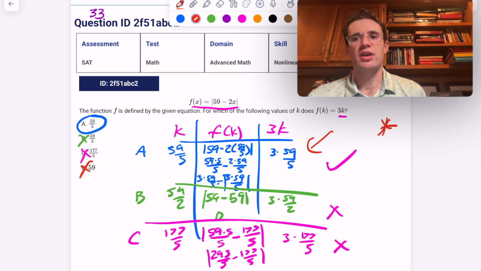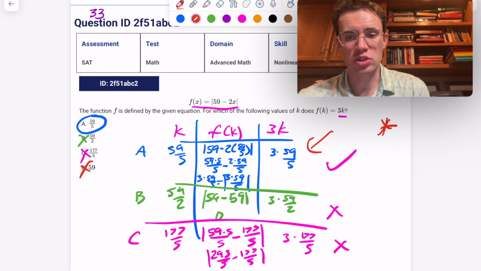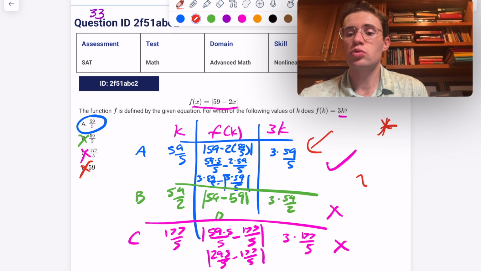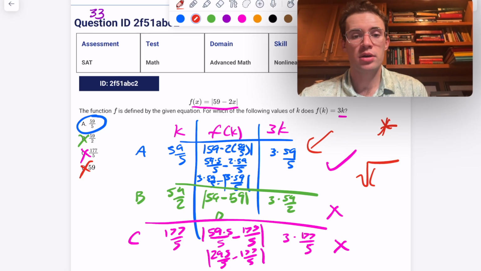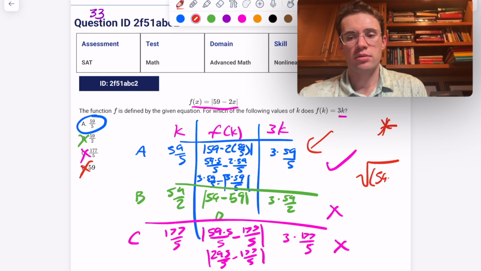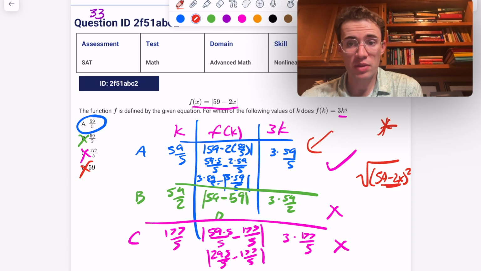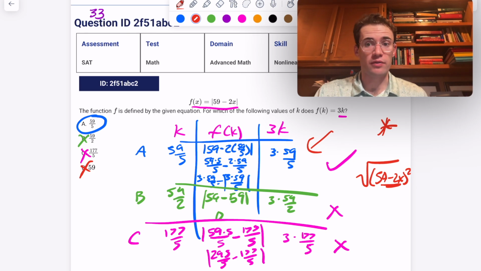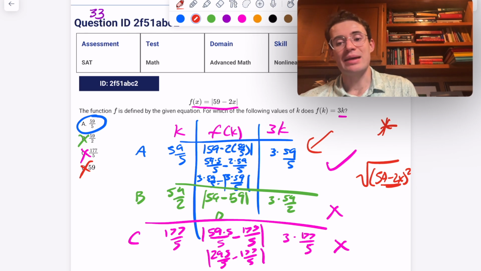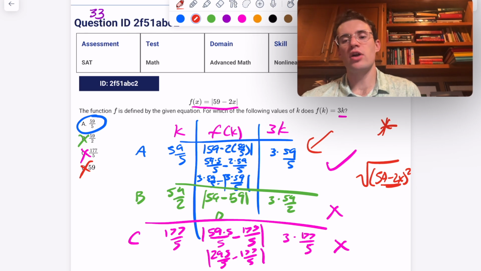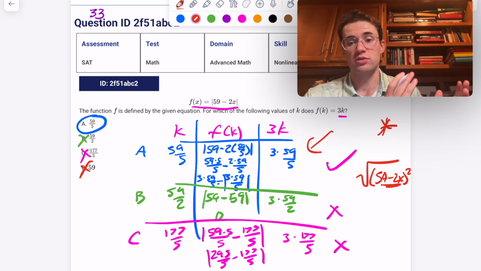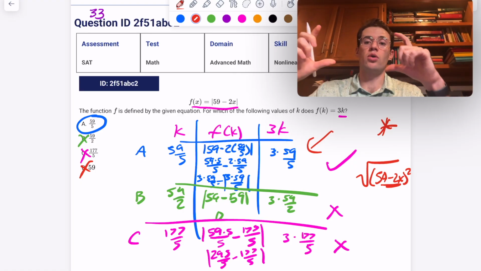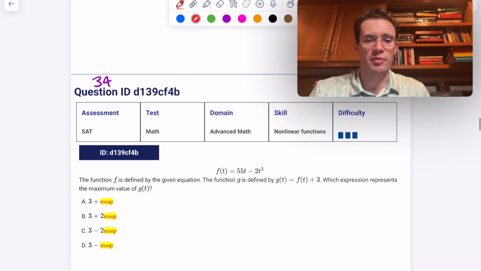Some students, if they have a calculator that doesn't do absolute value, what you can do is square root of that thing squared. Because think about 59 minus 2x squared. Even if this is negative, if you square something, it becomes positive. And then square root only gives you the positive square root of that thing. So this is the same thing as an absolute value function. So if you ever have a calculator that you can't do absolute value on, or you don't know how to do absolute value, then just do the square root of the whole thing in parentheses squared. We'll do the same thing.